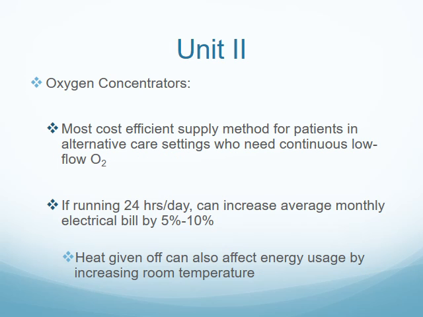Out of all of the oxygen systems that we've talked about for this lesson, the most cost-effective supply method for patients in the alternative care setting who need continuous low-flow oxygen is an oxygen concentrator. Running 24 hours a day can increase the average monthly electrical bill by 5% to 10% overall. Heat given off can also affect energy usage by increasing the room temperature as well. That's why they have the little ventilation system on the side of the concentrator.